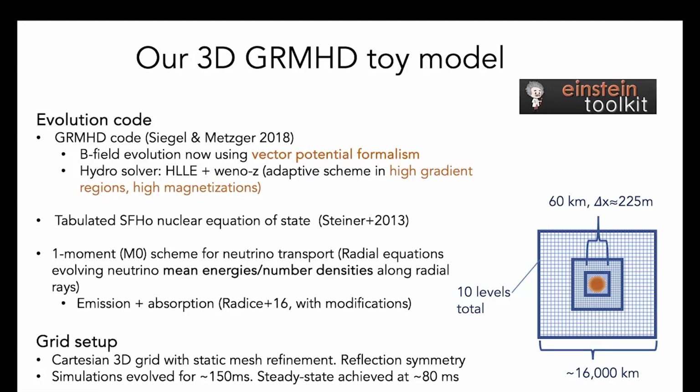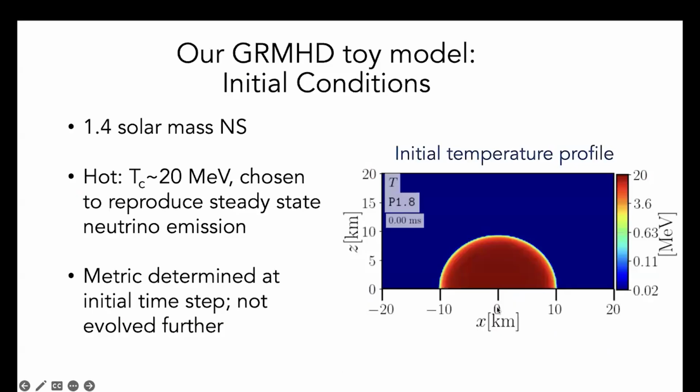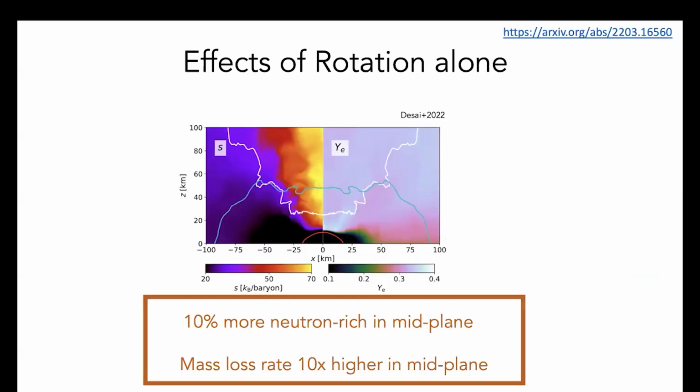And we also use reflection symmetry. We don't expect there to be asymmetries. We've also tested it. So how we initialize these models, we start with a temperature profile of around 20 MeV central temperature. And we determine the metric at the initial time step. We don't evolve it further. We don't need to either, because the mass outflow rate is very small compared to the mass of neutron stars, so we don't expect the metric to evolve anyway. And then if it's a rotating model, then we also initialize it as a rotating neutron star.